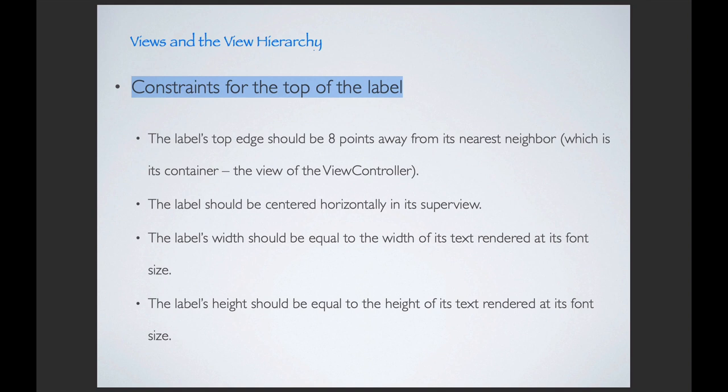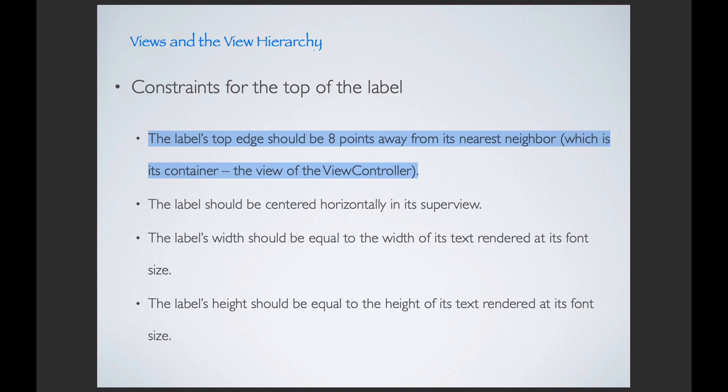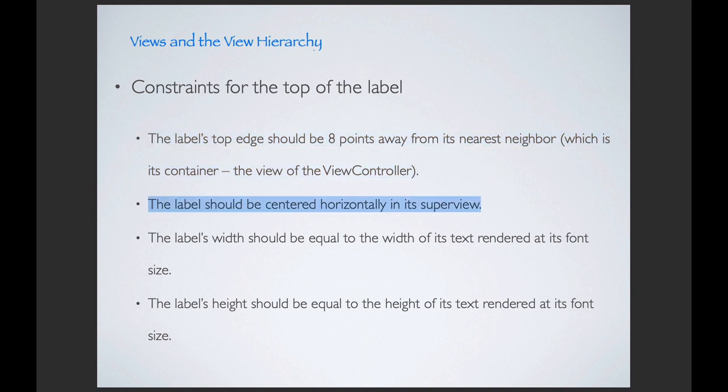The label's top edge should be 8 points away from its nearest neighbor, which is its container, the view of the view controller. The label should be centered horizontally in its superview. The label's width should be equal to the width of its text rendered at its font size, and the label's height should be equal to the height of its text rendered at its font size too.